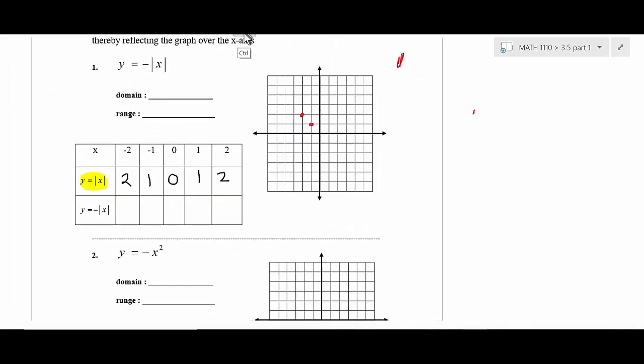Okay, so we got our 3 dots here, and what you want to do is just kind of use a dashed line, connect the dots like that, okay, and then just write on there, label that that's y equals absolute value of x, okay?